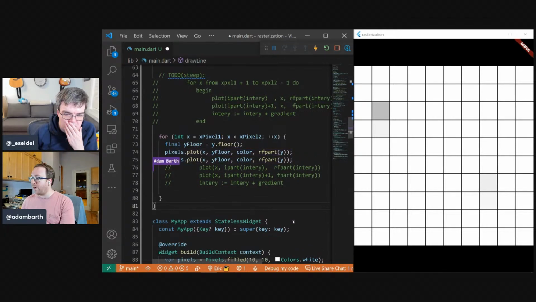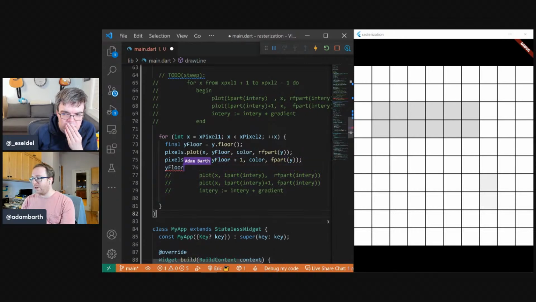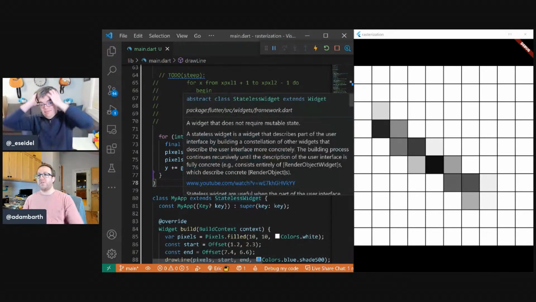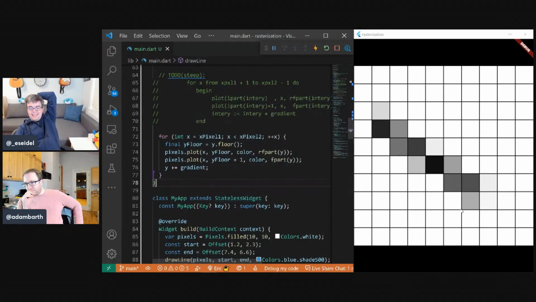We're like marching along the y's, and we have to paint 2 pixels. One for the RF part and one for the other. And then we march in this, what looks to be numerically unstable, but it's fine, I'm sure. You can see us painting them. Because Flutter. There you go. That's reasonable. Well, hold on a second.